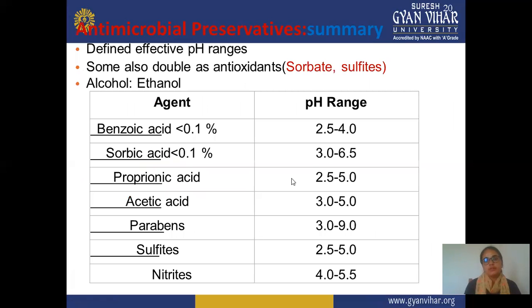These are the antimicrobial preservatives summarized according to pH range, some doubling as antioxidants. Benzoic acid, less than 0.1%, has a pH range of 2.5 to 4. Sorbic acid, less than 0.1%, has a pH range of 3 to 6.5. Propionic acid is 2.5 to 5 pH range, and acetic acid is 3 to 5. Parabens are 3 to 9 pH. Sulfites are 2.5 to 5 pH. Nitrites are 4 to 5.5 pH.